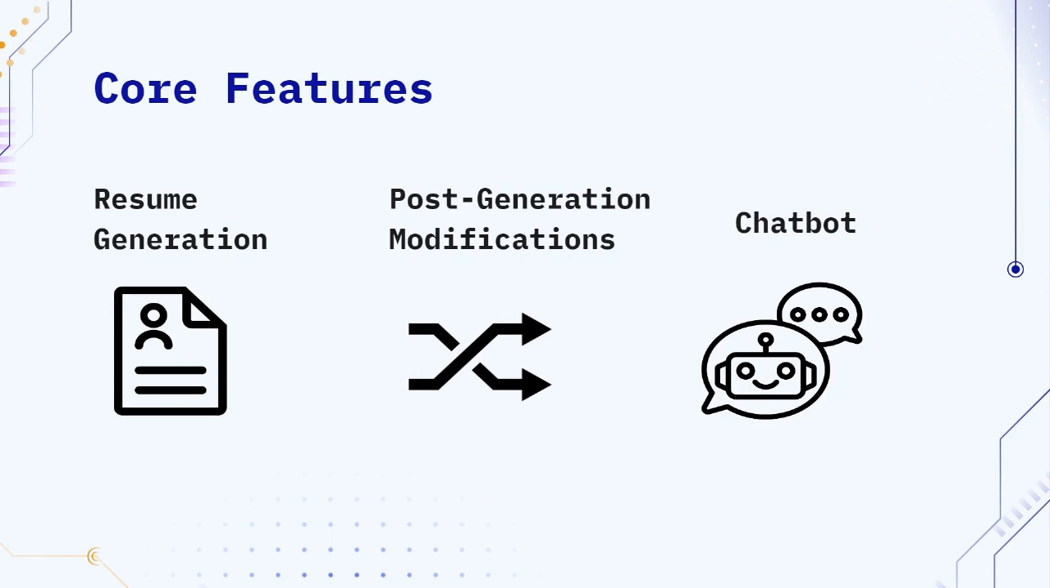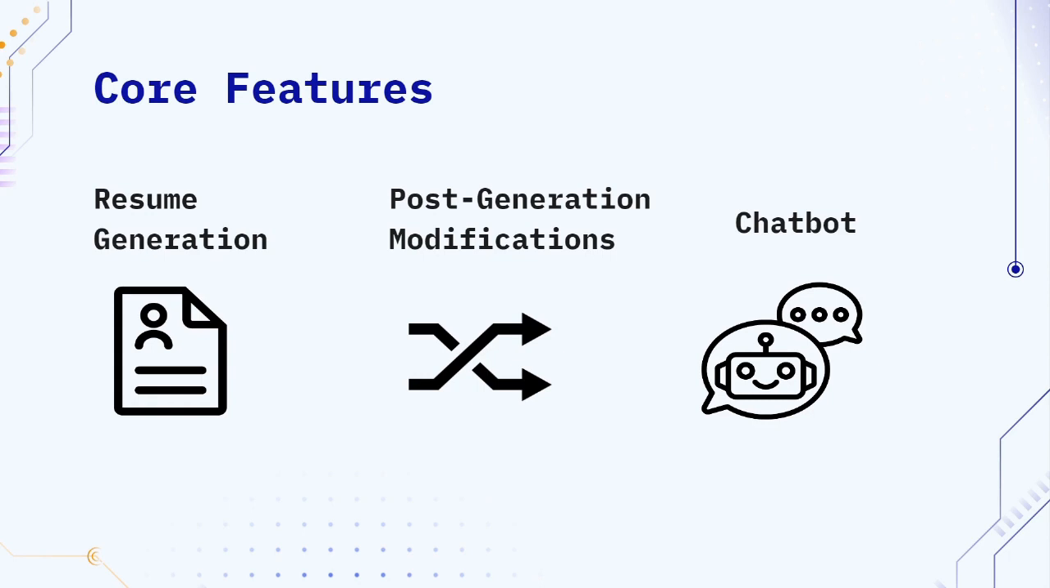There is also post-generation modifications. So once the user gets their resume generated, if there's something that they don't like, something that they want to change, they can submit a regeneration request to have that modified. For example, if they don't want Python to appear in their skills, they can indicate that and their resume will be generated without Python in the skills.